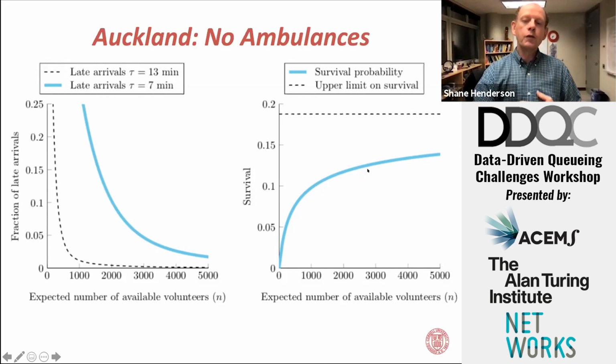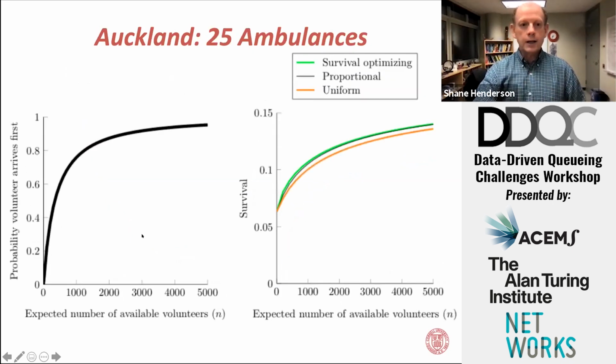So what this is telling us is that you really need a lot of volunteers to have a big impact on survival using this particular survival curve. And this is one where it's just based on time till CPR, right? So it doesn't include the time to defibrillation.